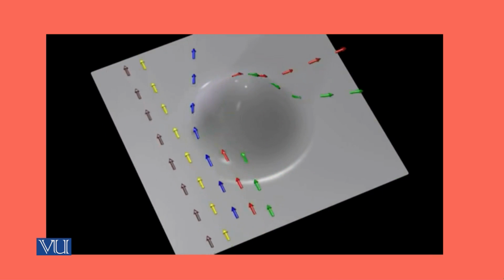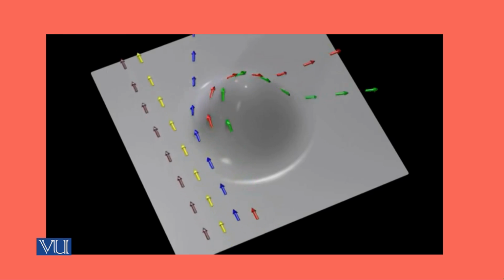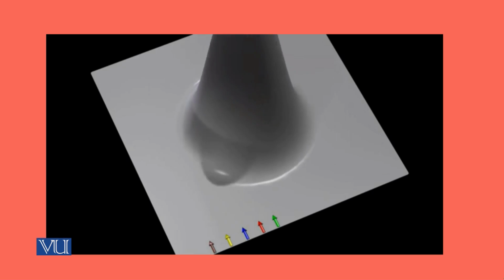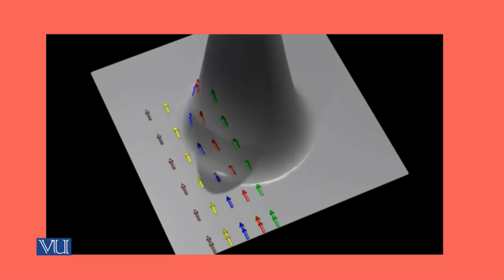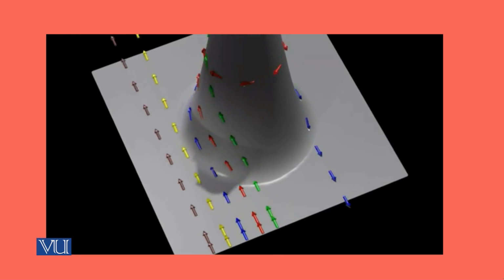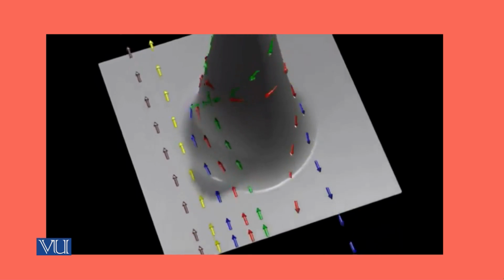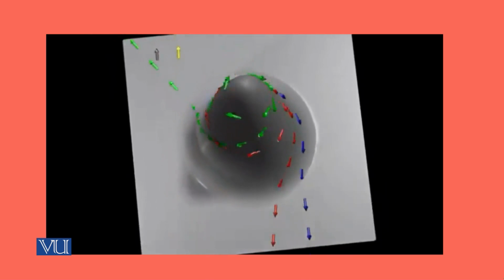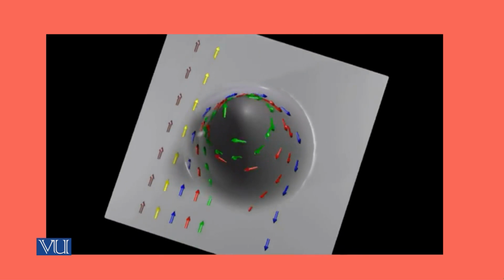For example, the green and red paths start out close together, and they are deflected by slightly different amounts. The results will be completely different if we have a large amount of curvature. Here, notice how the red path and the green path start out very close together, but they end up leaving in completely opposite directions.